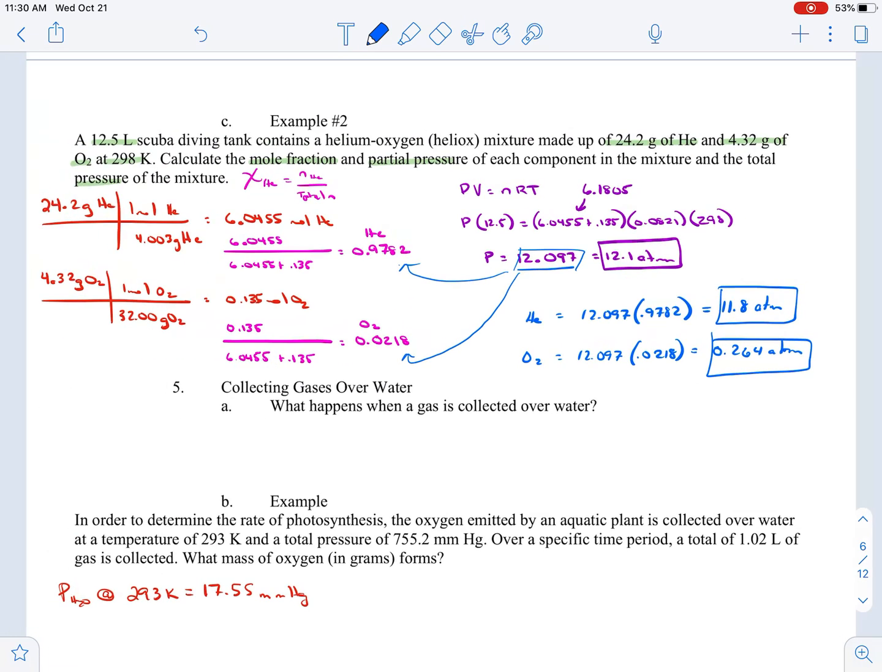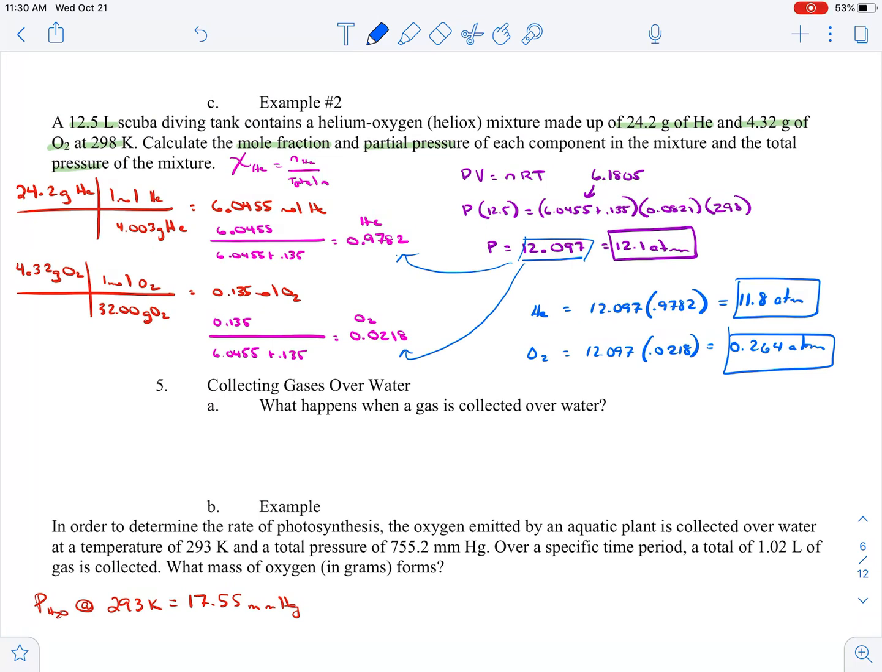All right, awesome. One last type of problem to do, and this one's a little bit easier than what we just did there. So hopefully that helps us. All right, we go on to collecting a gas over water. What happens when we collect a gas over water?